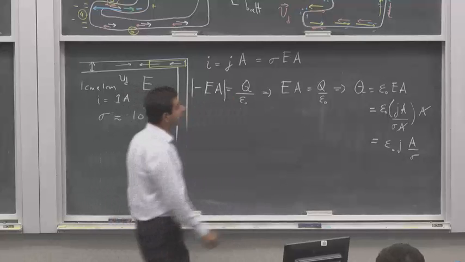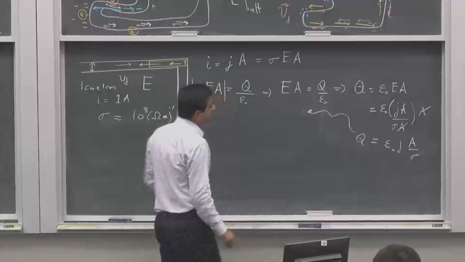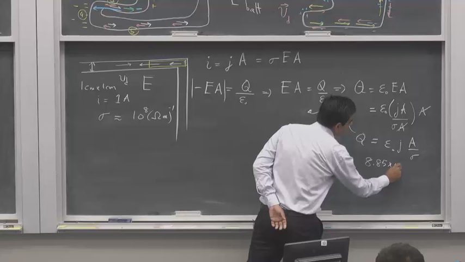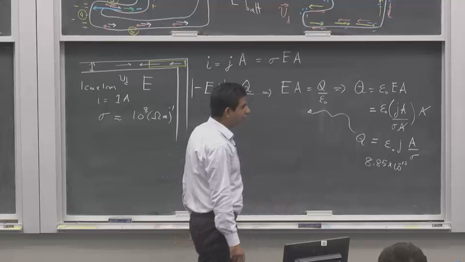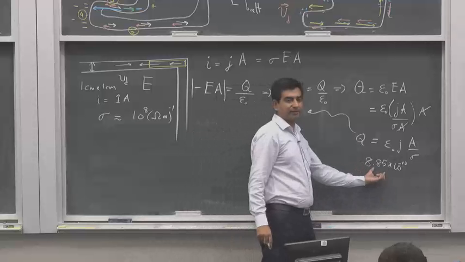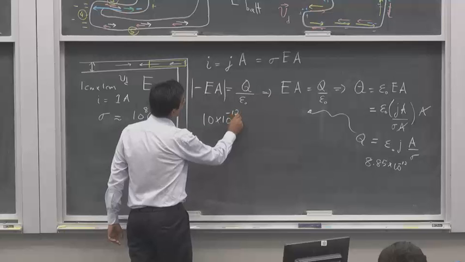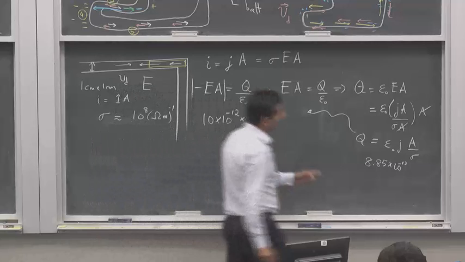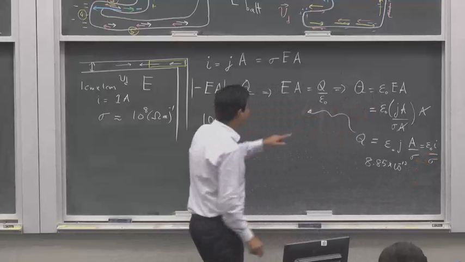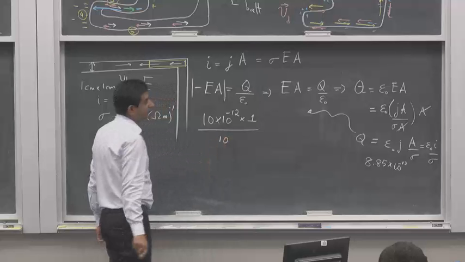Now let's find out this charge. Now remember, this is just a back of the envelope calculation. If my epsilon naught is taken, it's really 8.85 into 10 to the power minus 12 coulomb square over Newton meter square. So my Q, let's take this to be 10 into 10 to the power minus 12 into J. Now JA is simply the current. So epsilon naught I over sigma. My current is 1 ampere and my sigma is 10 raised to power 8.